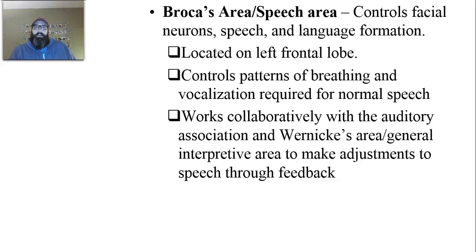The fourth cortical region we're going to go over is called the Broca's area, or the speech area. You're going to need to know it as both of those, but what it does is it controls the facial neurons for speech and language formation. It's located only, keep this in mind, only on the left frontal lobe, just superior of the temporal lobe. What it does is it controls all the patterns of breathing and vocalization required for normal speech.